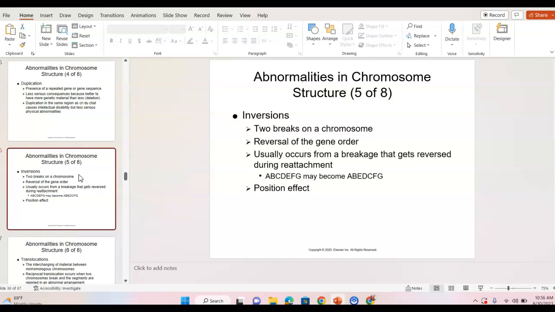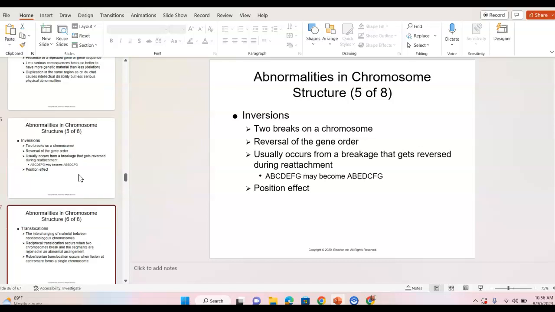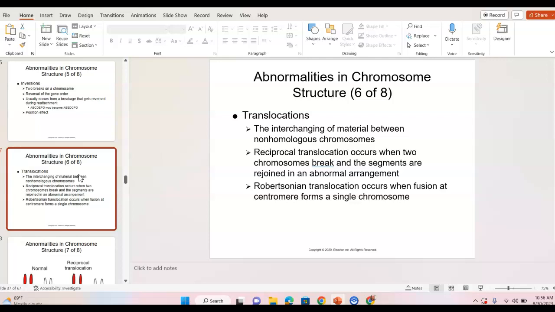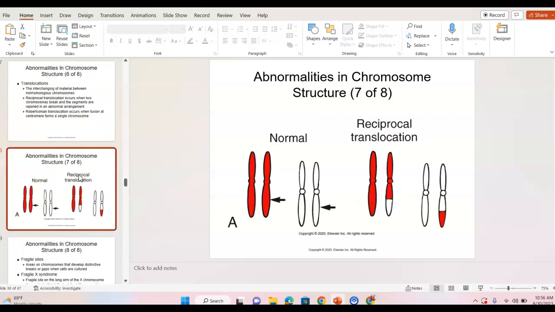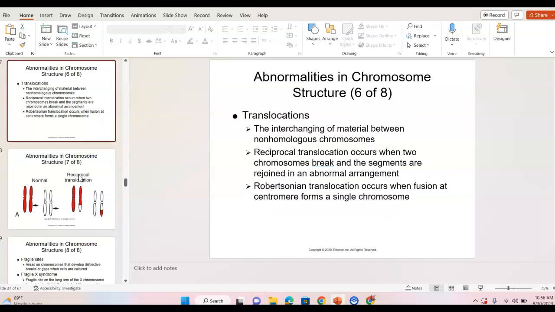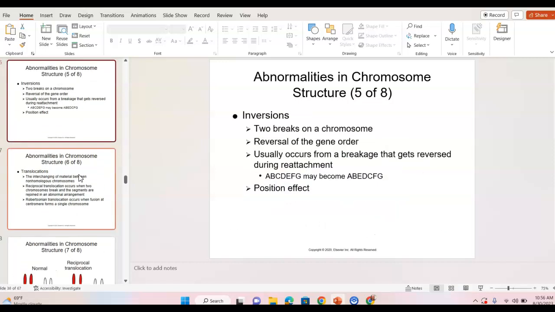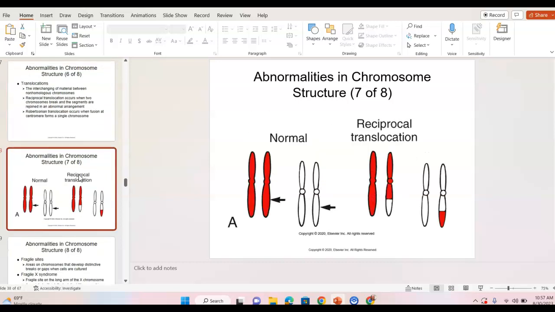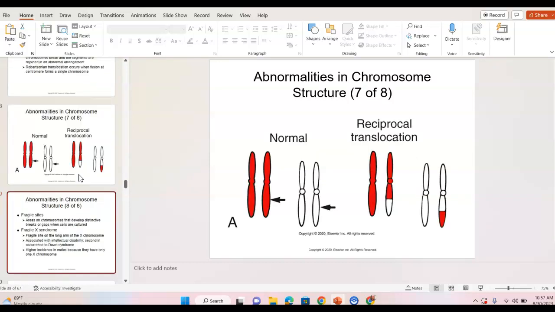Inversions, where you flip-flop according to one area of the chromosome. Okay. And we'll show you a picture in just a second. Translocations. Okay. Ooh, we have a picture of the translocation. That's located there. And then with the inversion, two breaks on a chromosome, reversal of the genetic order usually occurs and gets reversed. And then translocation has it in a different location.